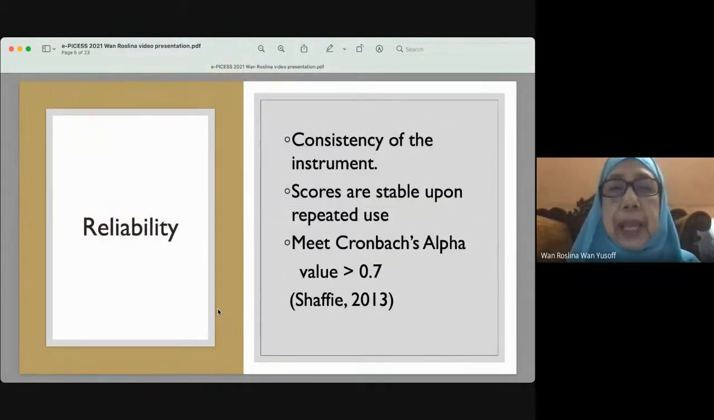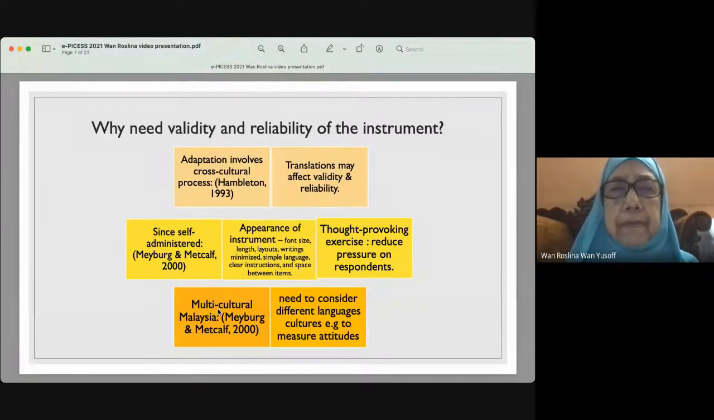Then reliability is how consistent the instrument is. That means scores that are stable upon repeated use are considered reliable, and it must meet the Cronbach's alpha value of more than 0.7. In the first place, why do we need the instrument to have validity and reliability? It's because during the adaptation involving a cross-cultural process, translations might affect validity and reliability.